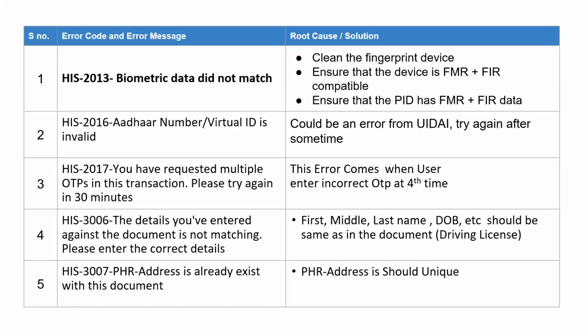We are getting an error 2500. So what is it like? Not HIS 2500, just simply error, and then the value is 2500. And what is the error message? Unknown error occurred. Suraj, we can just look at the logs here.